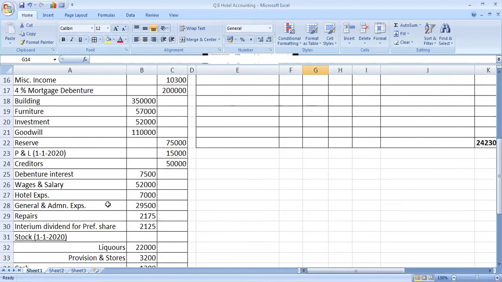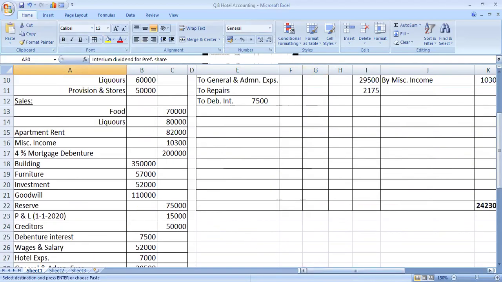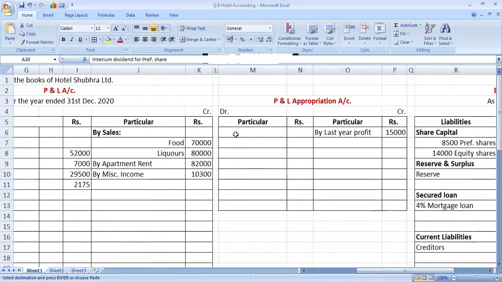Then interim dividend for preference share. This is the item of profit and loss appropriation account. Hence profit and loss appropriation account debit side, to interim dividend for preference share. It is 2,125.